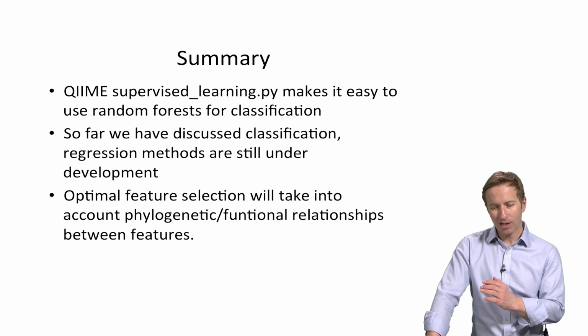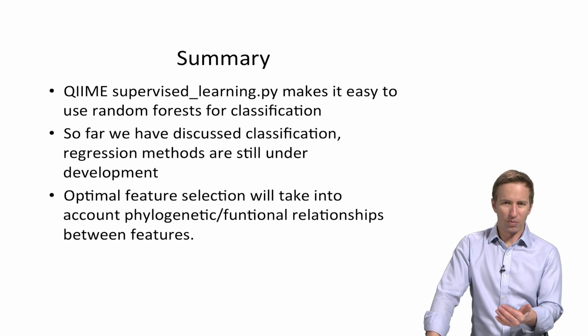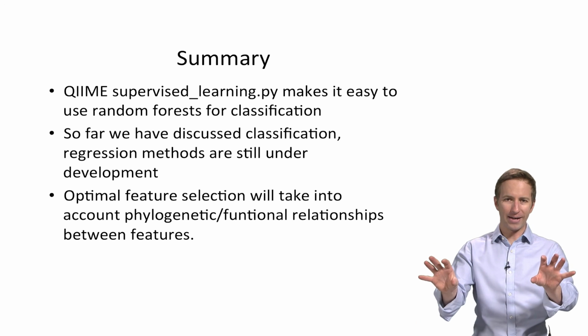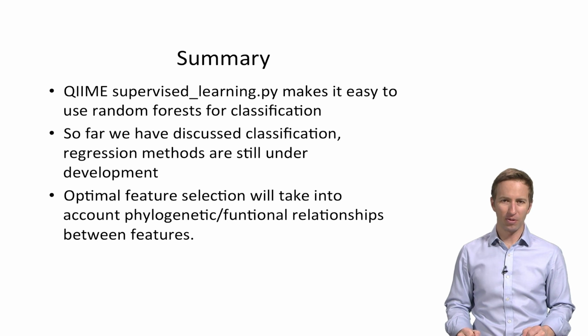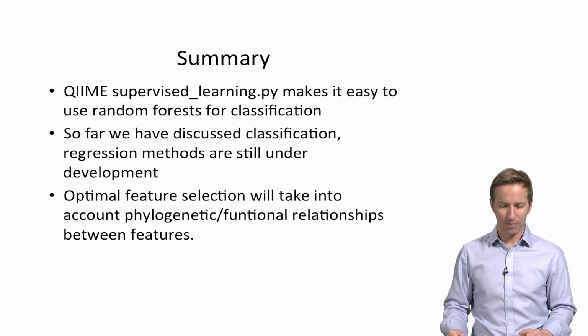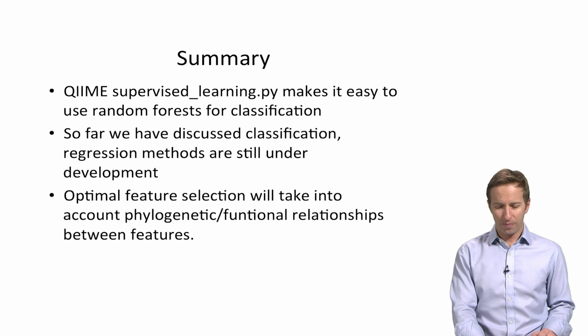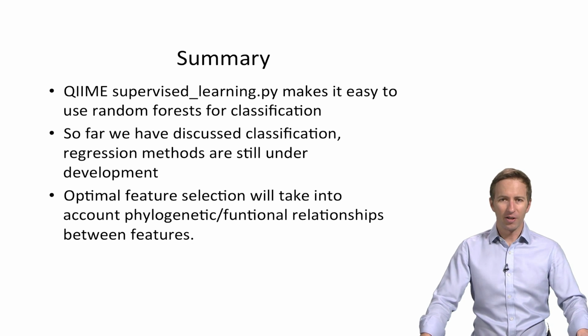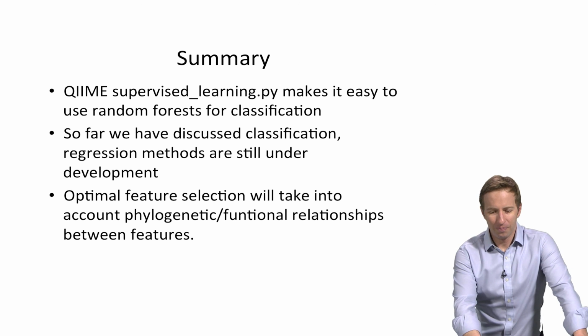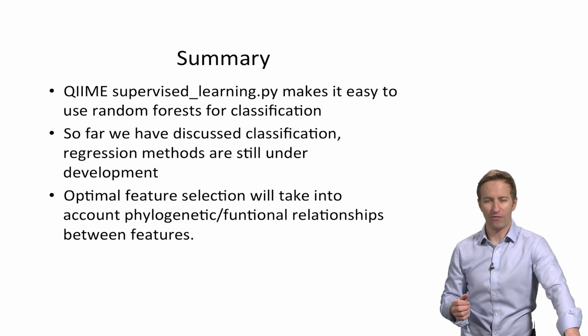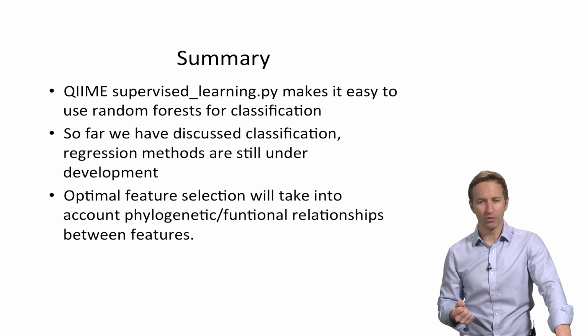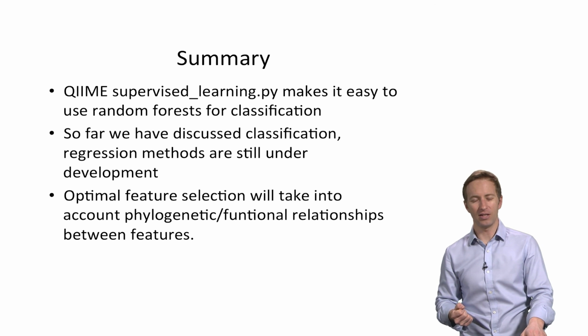We have only been discussing classification, but there are cases where you may want to do regression. So you don't just have two categories, but you have a continuous variable that you want to regress on the data, like, say, BMI. Those are still under active development. Then finally, I talked about how optimal feature selection is going to need to take into account phylogenetic or functional relationships between the OTUs.